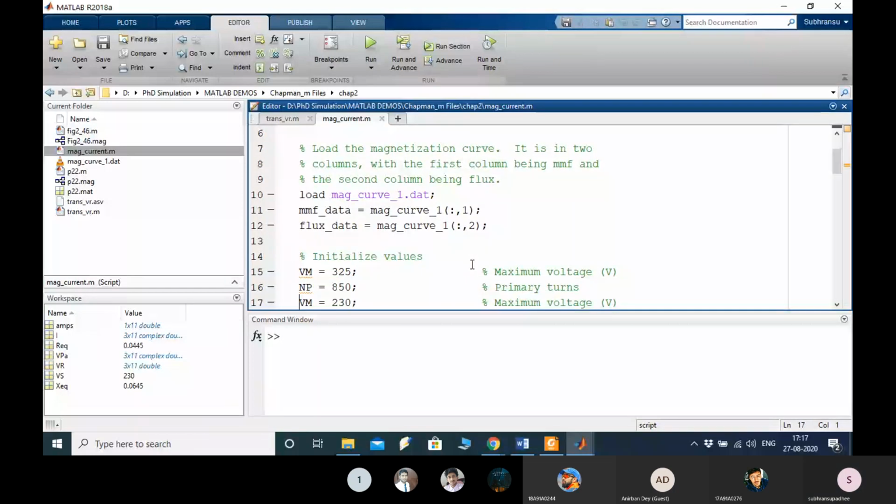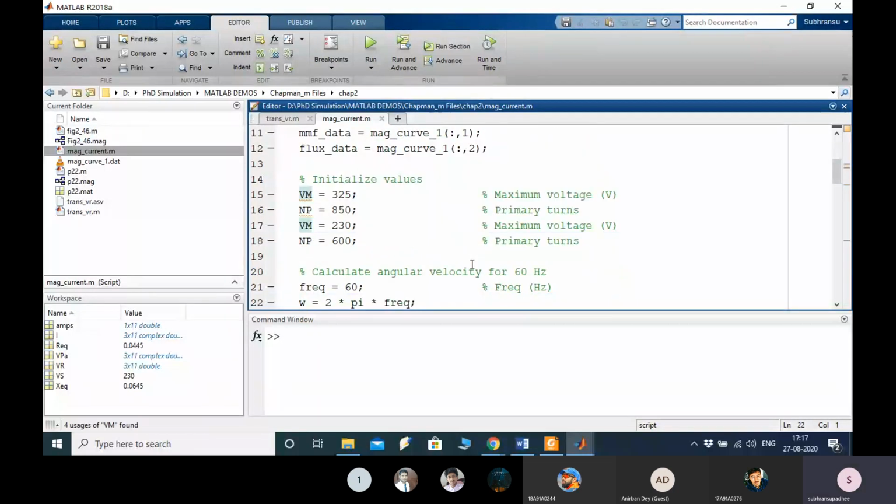Now, all the parameters are available over here. VM, the maximum voltage, is 325. Why is it 325? It is 230 into √2. And P is 850. VM, the maximum voltage, is 230. And P is 600 primary turns, right?